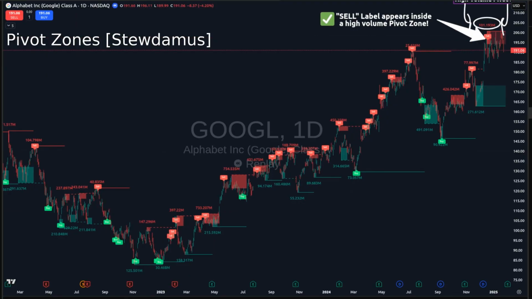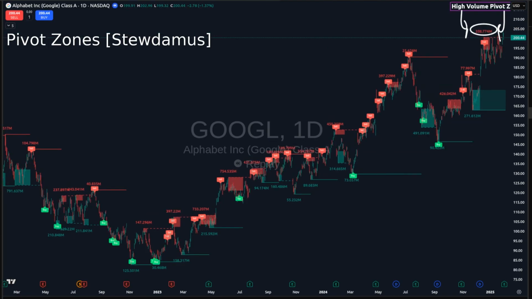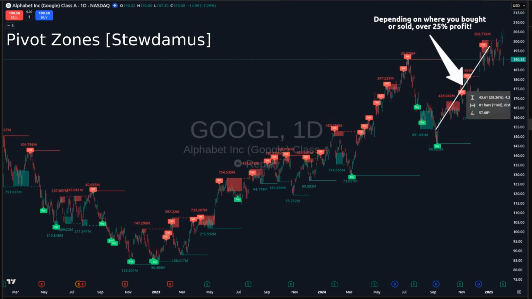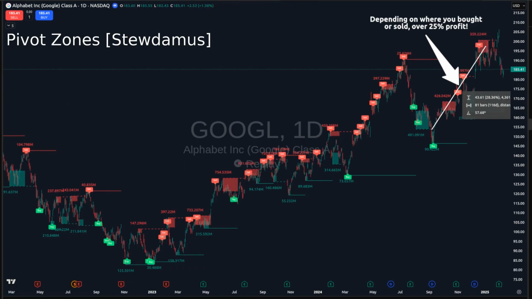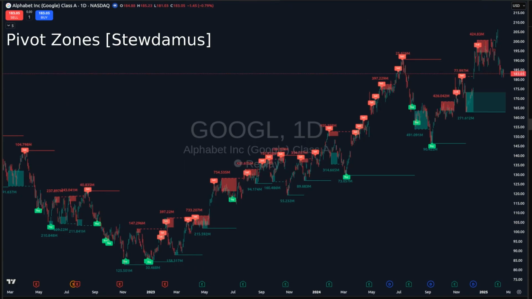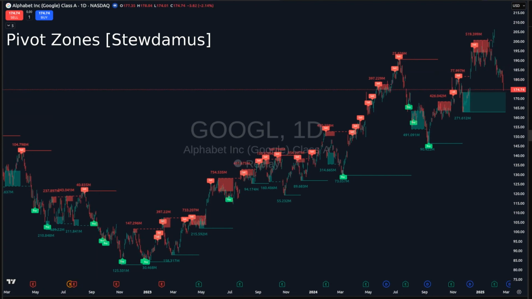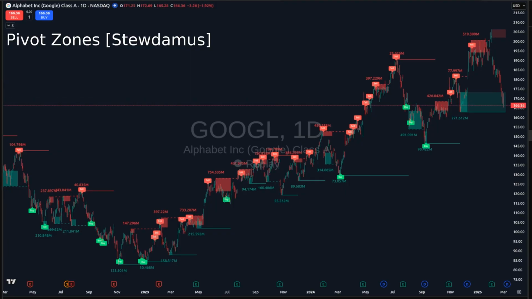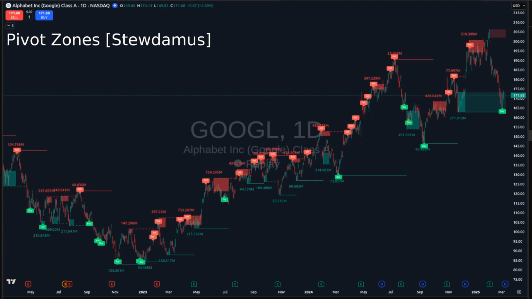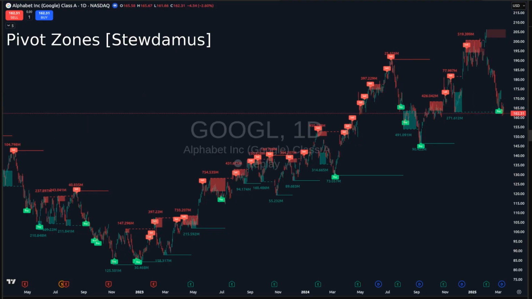It is confirmed with high volume, as you can see. So if you would have stayed in that trade during that time, you could have netted anywhere from 25 to 28% profit. We're going to keep following this for a little bit. And here we get another buy signal inside of a liquidity block. Hang tight though.